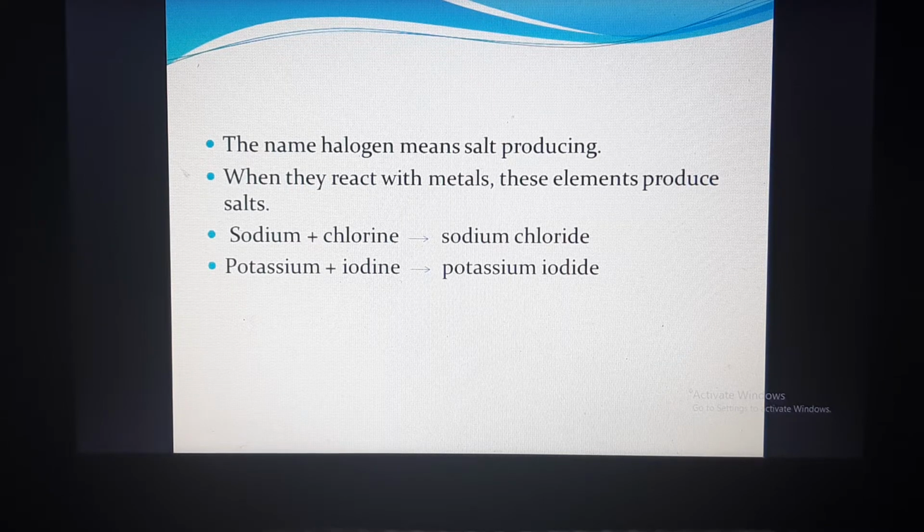Next one, potassium. It is also a metal. It reacts with iodine and is able to form potassium iodide. Sodium chloride and potassium iodide are salts. So, all the seventh group elements are able to form salt with metal. So, the name given is halogens.